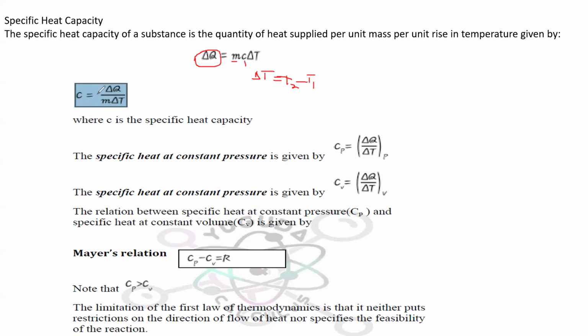Then we can now make C the subject of the formula. And how are we going to make C the subject of the formula? It's simple. We divide both sides by m delta T. So this one will cancel this, and this one will cancel this. So therefore, we now have C is equal to delta Q all over m delta T.